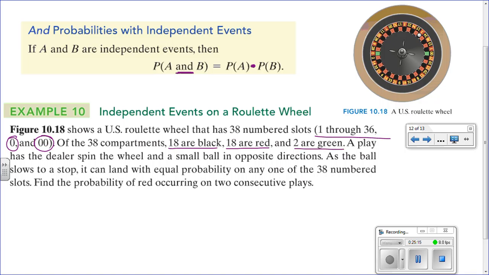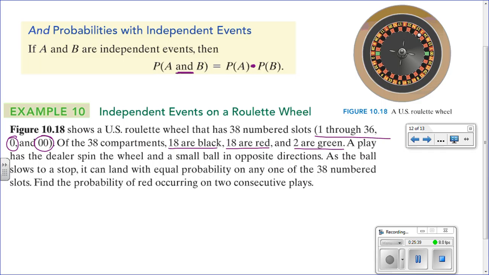A play has the dealer spin the wheel and a small ball in opposite directions. As the ball slows to a stop, it can land with equal probability on any one of the 38 number slots, assuming the machine has not been tampered. Find the probability of red occurring on 2 consecutive plays.